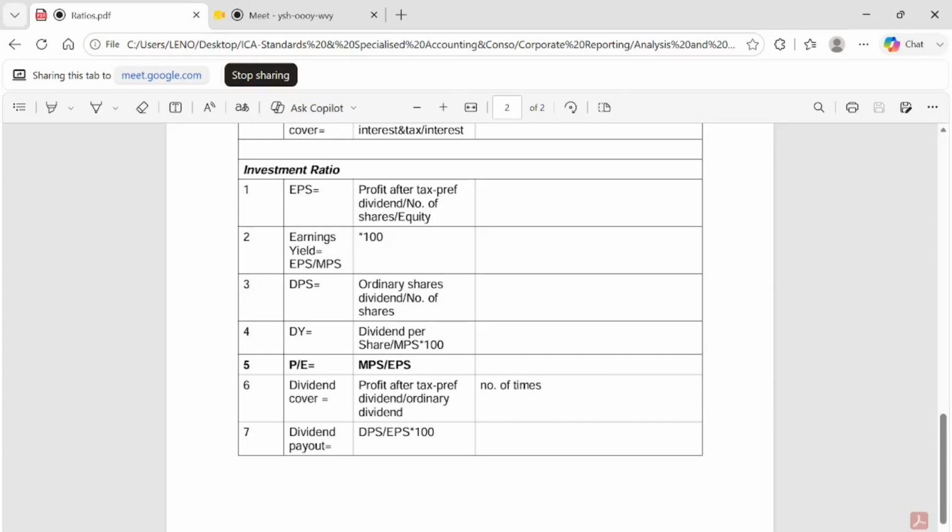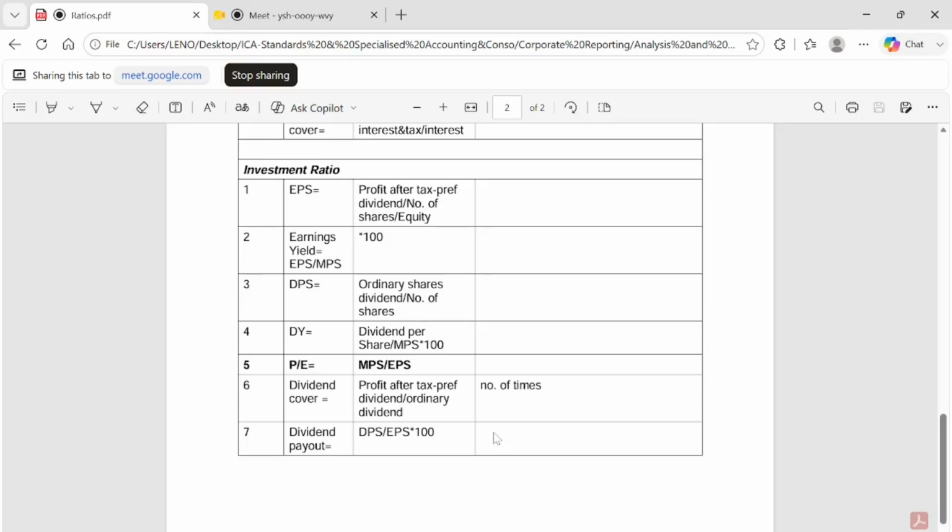So here, if maybe the market price per share is 60 and the earning per share is 3 cedis, when you divide it, it will give you 20 cedis. So the investor who wants to invest in the company will pay maybe 20 cedis for every 1 cedi of earnings of the company.